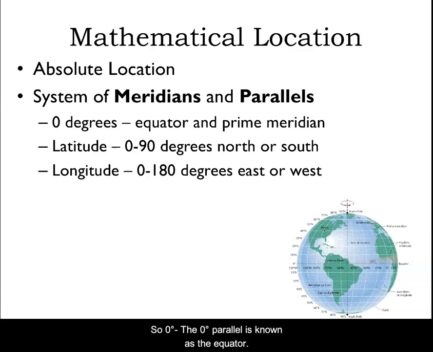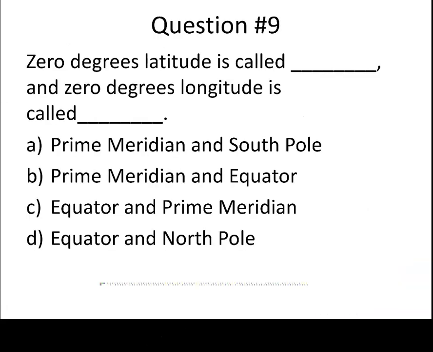So the 0 degree parallel is known as the equator. The meridian that's 0 degrees is known as the prime meridian, which means it's the main meridian. It runs through Greenwich. You can see it's located on the right-hand side of the globe there. We'll come back to that. 0 degrees latitude is called which one? So that is the equator. And 0 degrees longitude, that is the prime meridian.